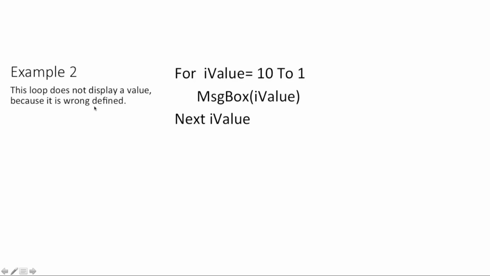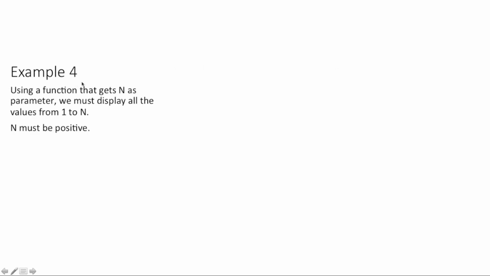This example number 2 is a wrong definition because, well, you think it goes from 10 to 1, but because it doesn't have any increment, it won't happen. So you're not going to see anything displayed on the screen. There you go. That's the correct way to display from 10 to 1. You should use -1 as an increment. You should use the step statement in the for. So you're going to go from 10 to 1 with an increment of -1. So the first time is going to be 10, the second time is going to be 9, and so on.